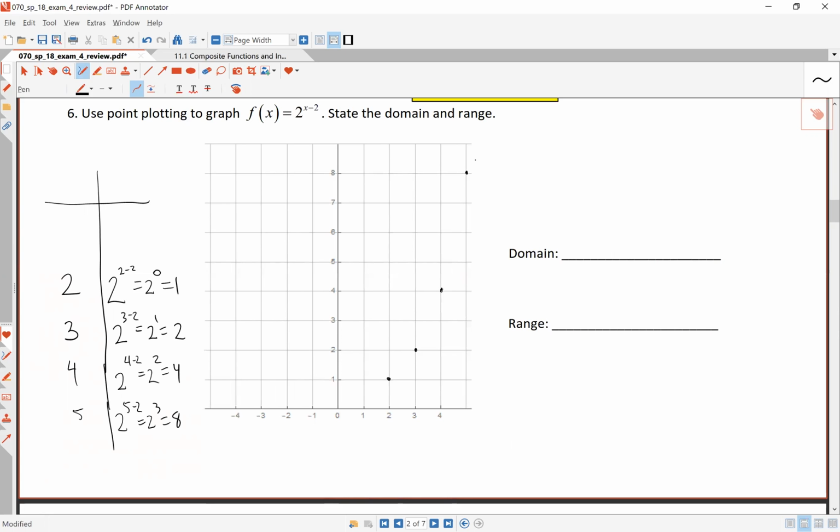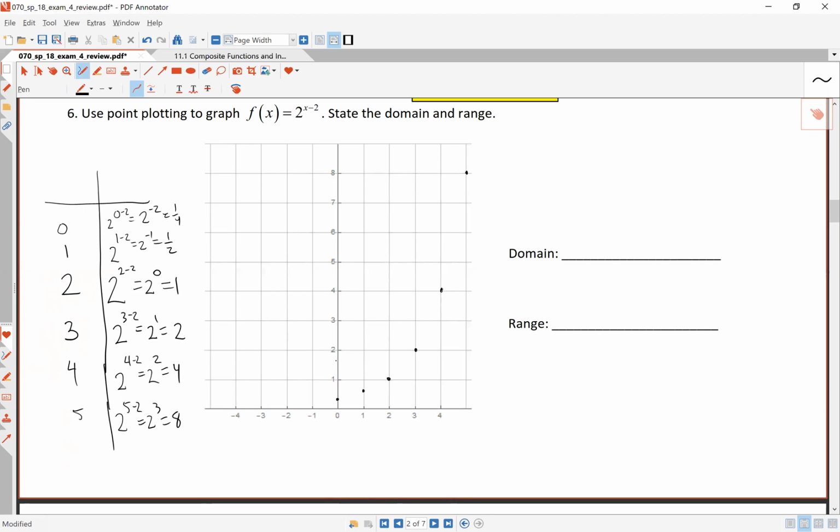It's about as far as I can go there. And then we go 1. 2 to the 1 minus 2 is 2 to the negative 1, which is 1/2. Zero. 2 to the 0 minus 2 is 2 to the negative 2, which is 1/4. And negative 1, 2 to the negative 1 minus 2 is 2 to the negative 3, or 1/8.